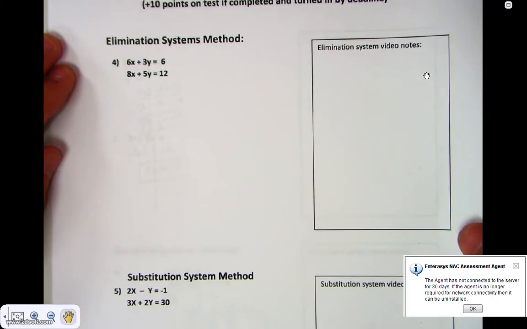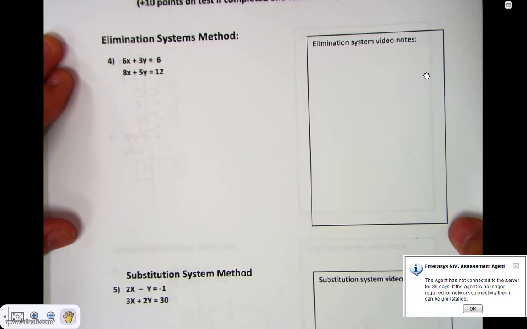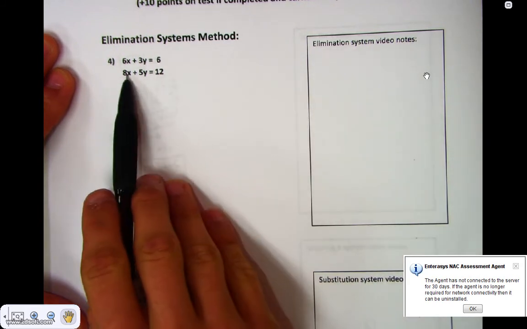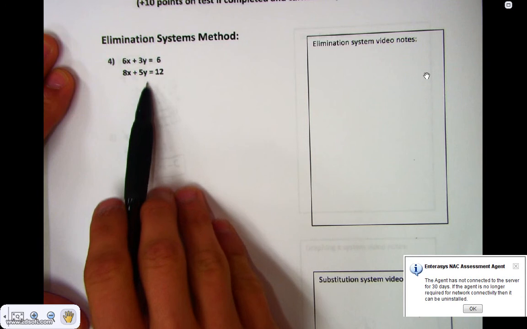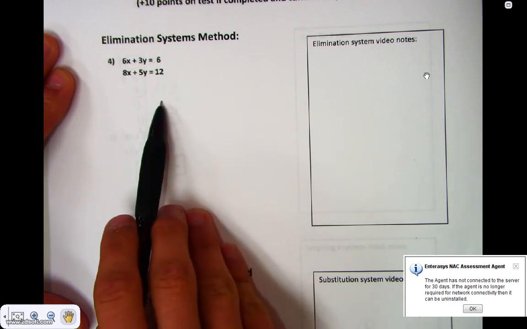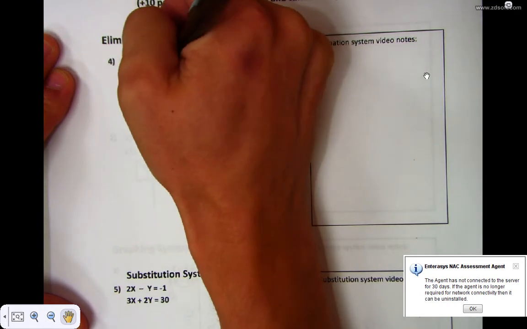So elimination, it's the idea that we're going to be adding these two equations together, hopefully to cancel out one of the variables. The problem is right now, if we added these two equations together, I'd have 14x here, I'd have 8y, and then I'd have 18. So right now we can't add them together. We need to multiply these equations by something.